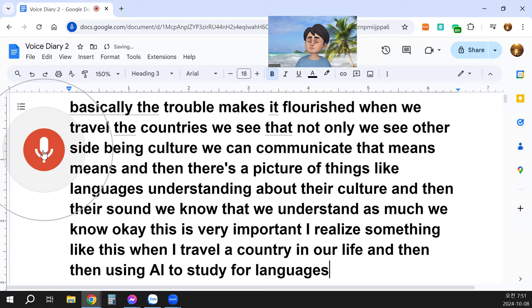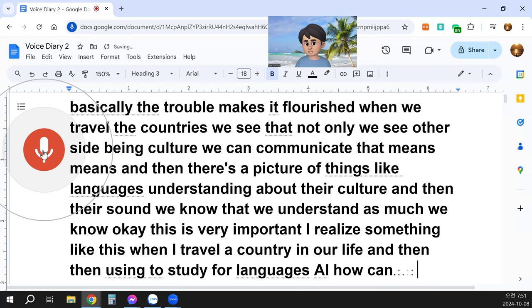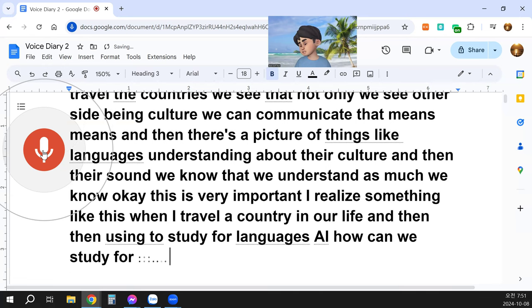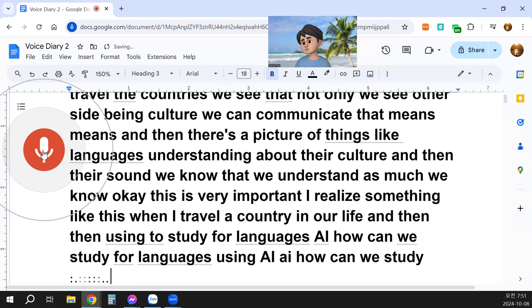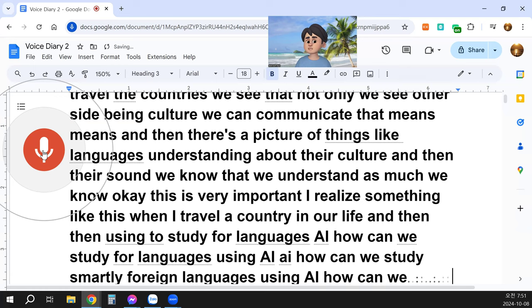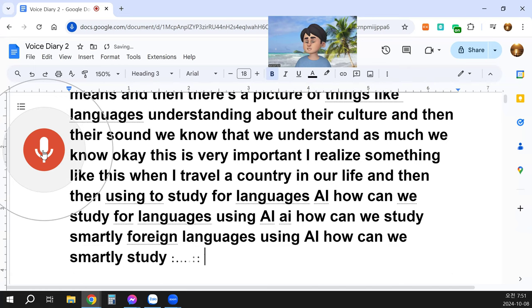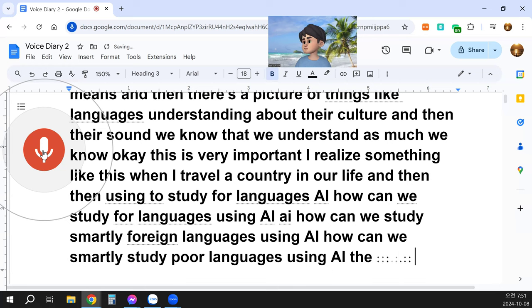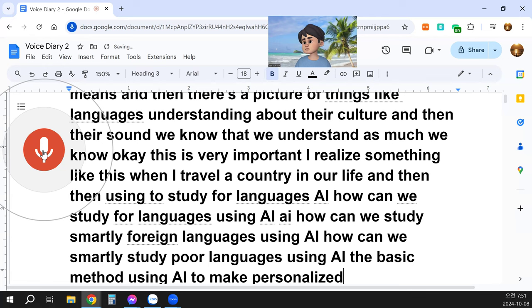Is using AI the option? How can we study languages smartly using AI? The basic method is using AI to make personalized content. We can get personalized content with AI.